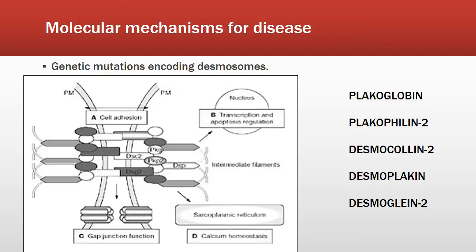So as you can see, the proteins which are affected, you have plakoglobin here, plakophilin, desmocollin, desmoglein, and desmoplakin here. So they do form part of the desmosome. And what happens is that when you have defects in these proteins, you end up having problems with cell adhesion, with transcription, you'll have problems with apoptosis regulation, and this will lead to myocyte death. And because the myocardium does not regenerate that efficiently, you will have replacement by fibrosis and fat in this condition.